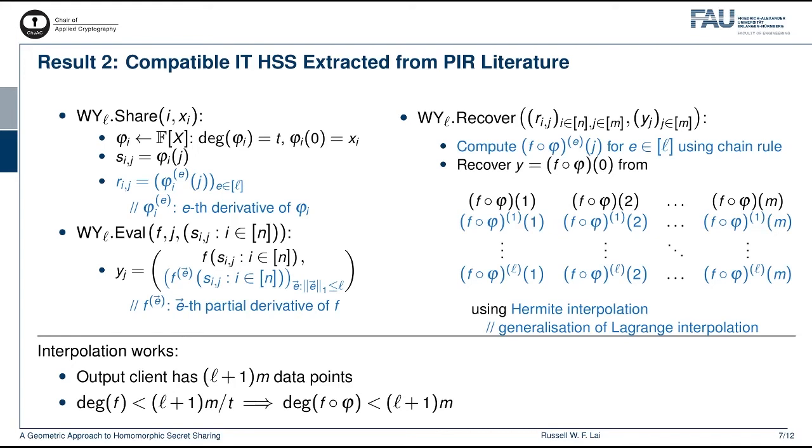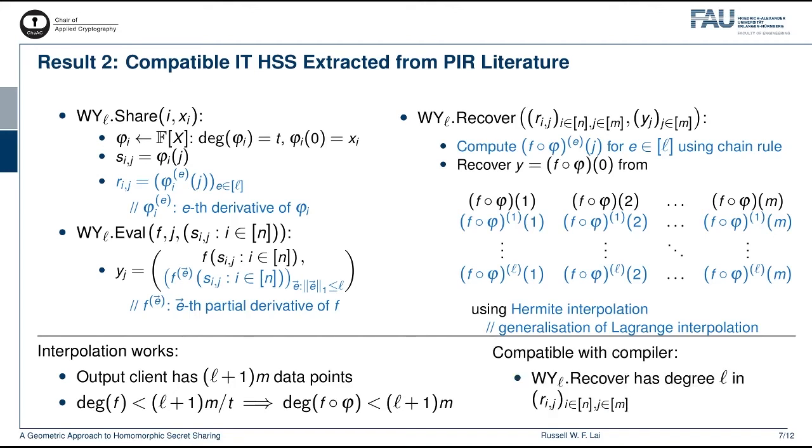On the other hand, we know that the polynomial f has degree strictly less than L plus 1 times m over t, and the polynomial phi has degree t. Therefore, the degree of f composite phi is strictly less than L plus 1 times m, and therefore the interpolation works. More importantly, one can check that the recovery algorithm is indeed a degree L polynomial in the recovery information. Therefore, this scheme is compatible with the compiler presented in result 1.